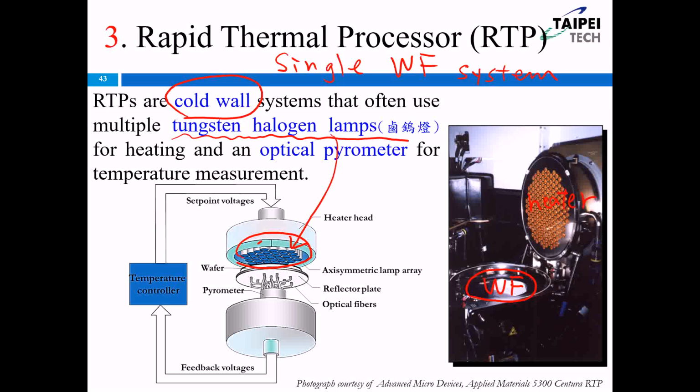So for me, I will rather memorize this picture, okay? If I can memorize this picture, I know the heater is here. The one single wafer is here. The heater is only on the top of the chamber, so it must be a cold wall system. And also we only allow one single wafer, so it's a single wafer system, okay? So I can memorize this figure, and you will know the difference between RTP system and the furnace.